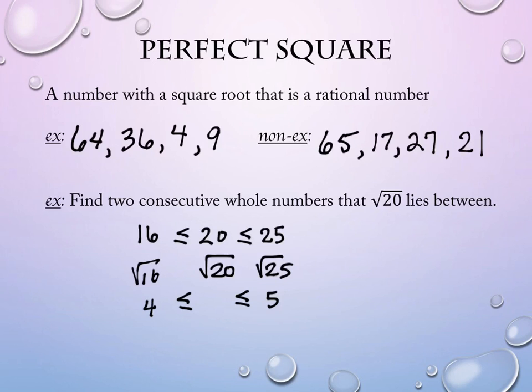Some calculators you can see what you hit before, and some you can't, especially if you're using the scientific one in your phone. You can't always see the keystroke before. So the square root of 20 is actually between 4 and 5.